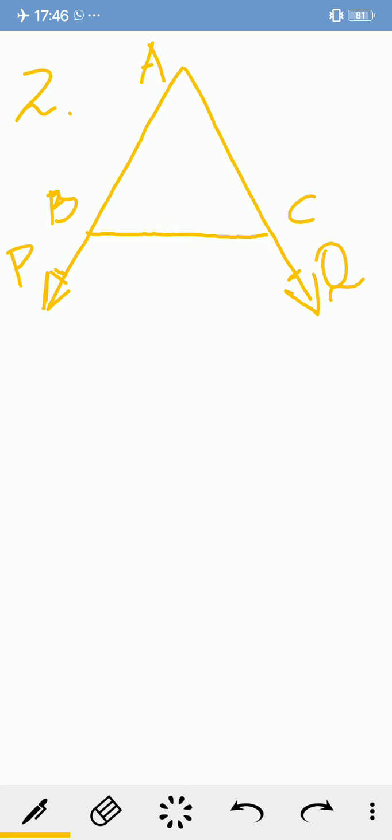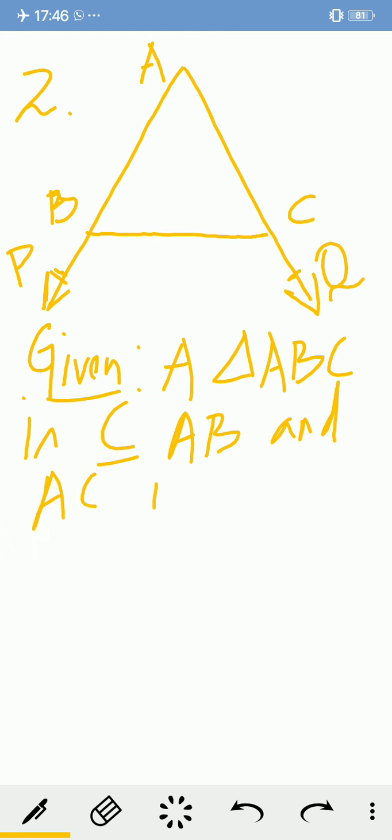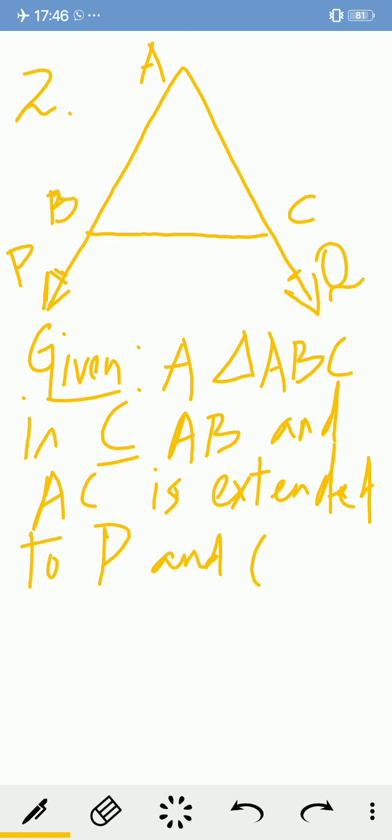In the given figure, sides AB and AC of triangle ABC. If I write given, it is given that we have a triangle ABC in which AB and AC are extended to P and Q respectively. So what is given? A triangle ABC in which AB and AC are extended to P and Q respectively.